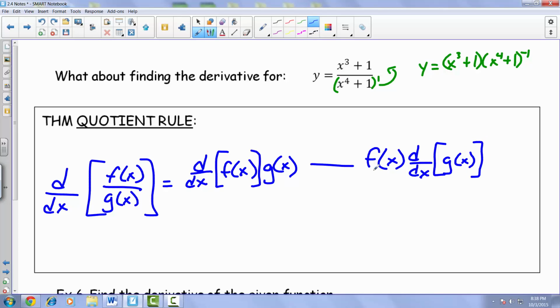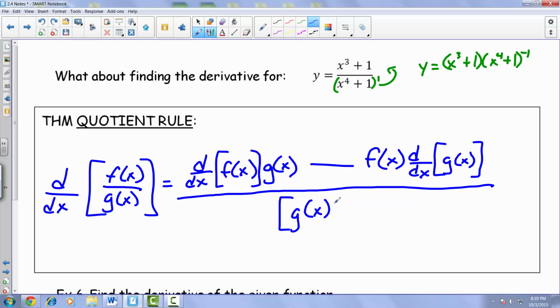So it's really similar to that product rule. The only difference here is that you actually have a minus symbol in between them. And again, this would all be over your g of x quantity squared. So that's another thing that separates product from quotient. So this is actually your quotient rule and how to actually take the derivative of that. So in all, then you'd end up with f prime of g minus g prime of f all over g squared.